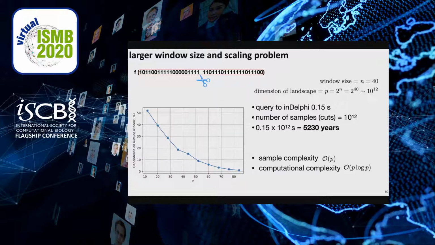But if you look at the right side, you realize that the dimension of the problem grows exponentially with n. In particular, for n equal to 40, you will need to query the Indelphi software 10 to the power 12 times. It takes about 5,000 years to do this inference. So even using parallelization, it's impossible to get all the samples in silico, let alone doing this in the experiment. Therefore, there's a need for algorithms that have sublinear sample and time complexity, the ones that grow logarithmically with p rather than linearly.